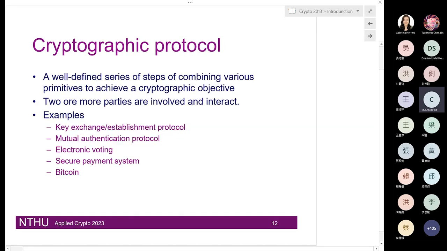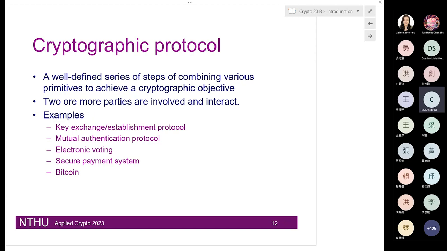Passing through those primitives, later on in this course we would end up with what are called cryptographic protocols. Cryptographic protocols are usually more complicated systems that are designed by combining many primitives together. That is one way to recognize that they are protocols.